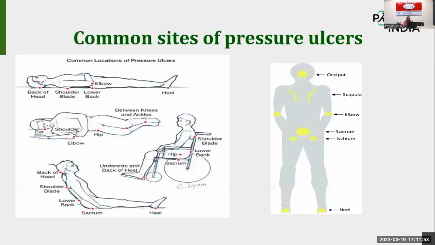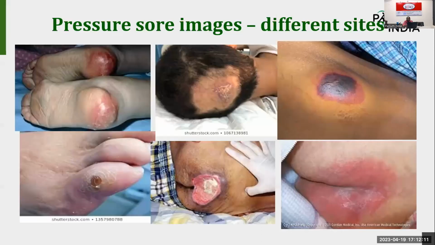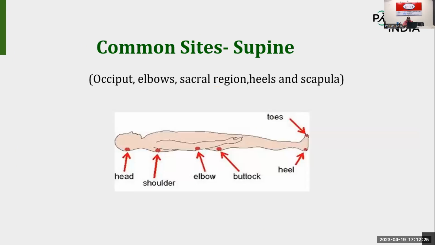So let's see the common sites. Here you can see the picture. It can occur anywhere. Even if the patient is in a wheelchair, the patient can get pressure ulcer, especially on the bony prominences. But it can occur anywhere. Here you can see some images also. Heel, occiput, scapula, sacrum, toes are also affected. So these are some pictures of different areas affected with pressure ulcers.